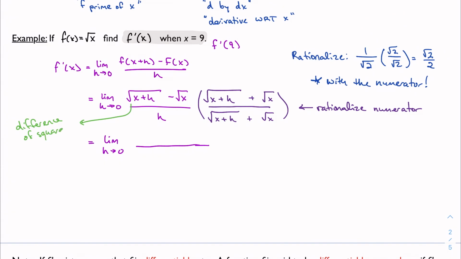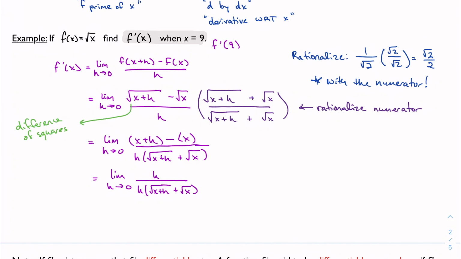So save yourself the time. This is just square the first term, square the second term, and subtract. And then this whole mess just kind of stays the way it is. And I'm not going to do anything with this. I'm just going to leave it the way it is. So simplifying further, x plus h minus x is just going to give me h over this entire monstrosity in the denominator.